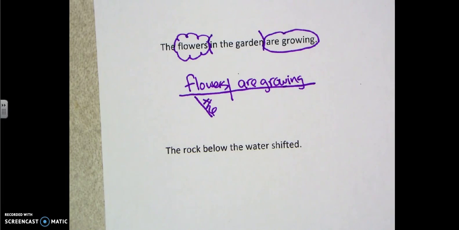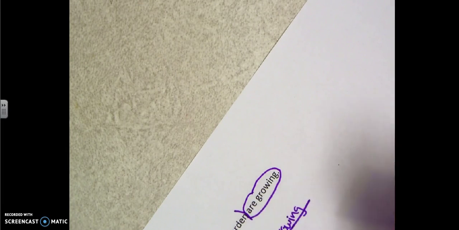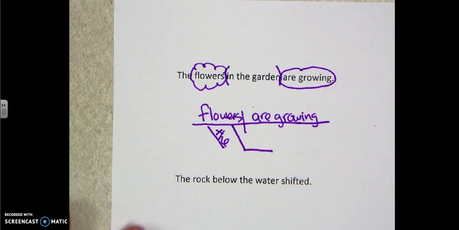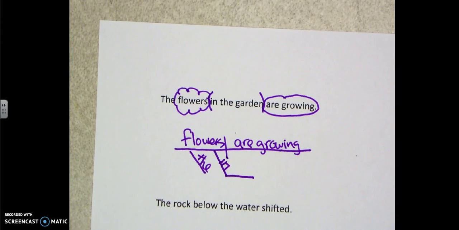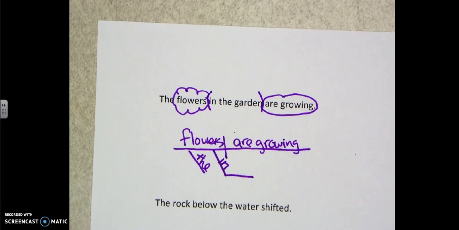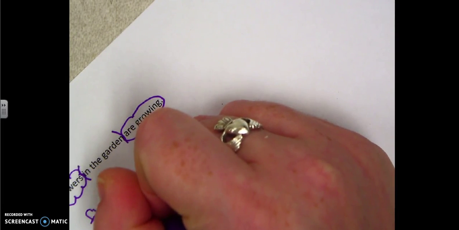Okay, and the way that you diagram a prepositional phrase, you give it a diagonal line and a straight line. Alright, just like that. On the diagonal line, you're going to put the preposition, in this case, in. And then on the straight line, on the horizontal line, you're going to put the object of the preposition. Make sure you're not putting any kind of adjective that goes along with the object. You're just putting the object. Okay, so that would be garden.